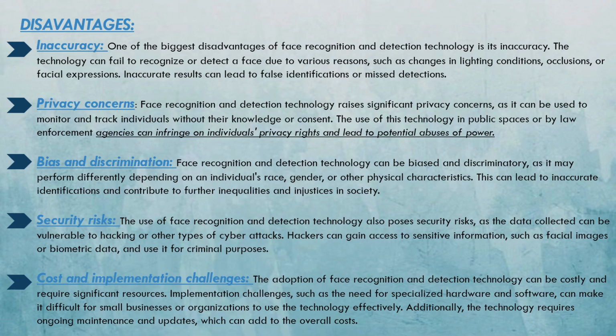And the bias and discrimination. The bias and discrimination can be for races, for genders, or physical structures. The machine learning algorithm or this facial detection and recognition technology may perform in different ways, so there can be bias and discrimination, and these can cause further problems.